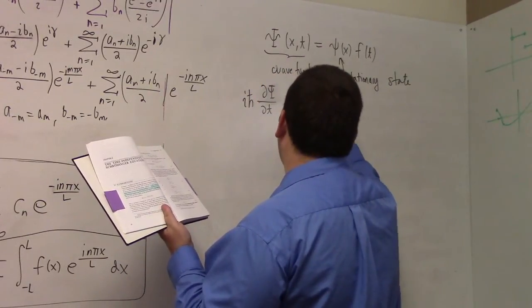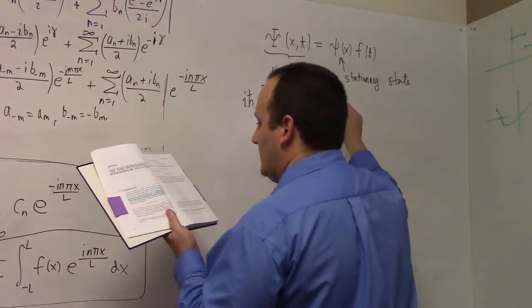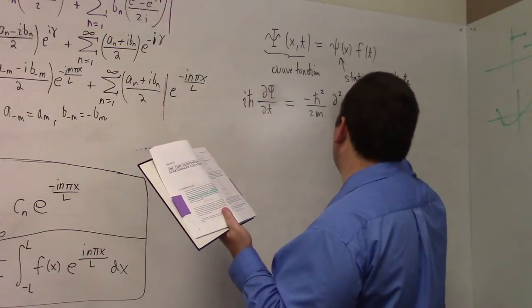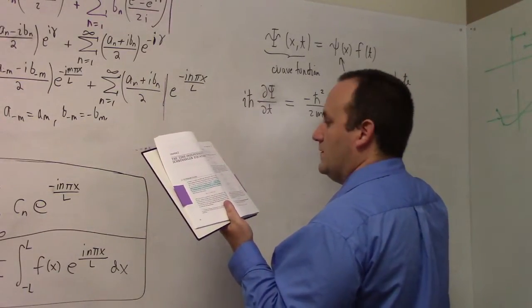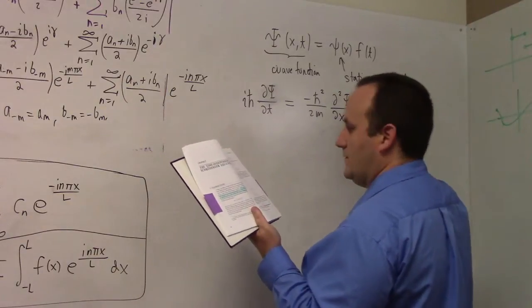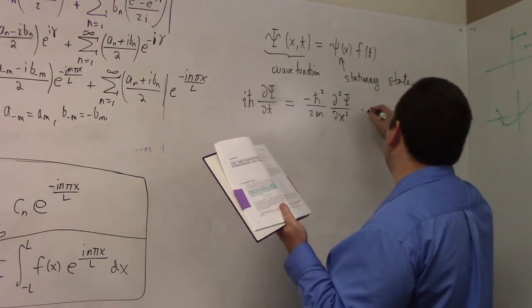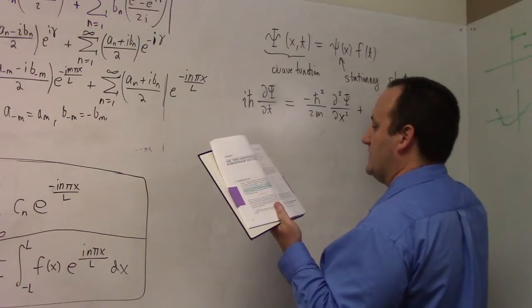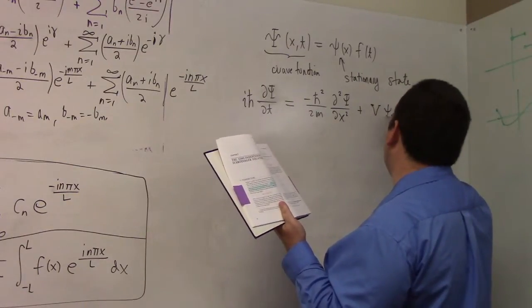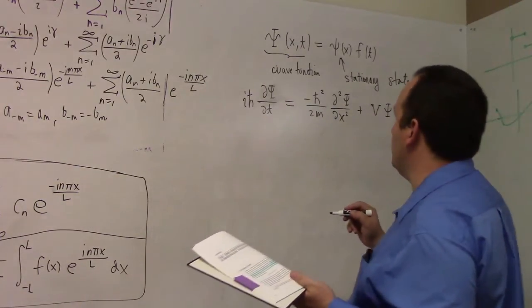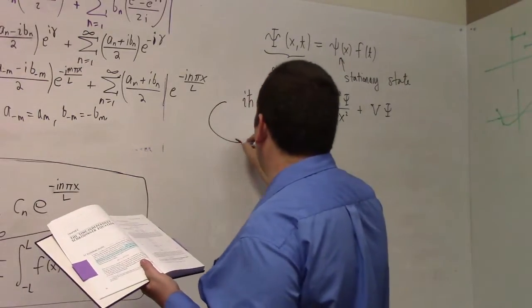Minus h bar squared over 2m, partial squared psi, partial x squared, plus the potential energy times psi. So you do separation of variables, right?